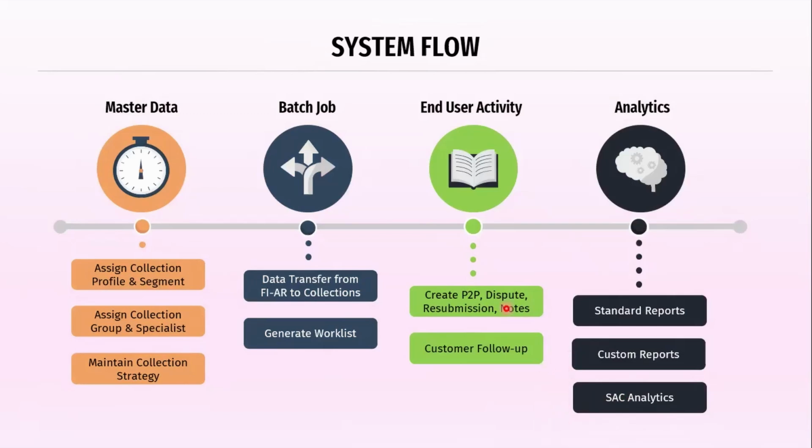So to summarize the cycle, we start with master data, then we move to the data transfer from FIAR, then we process the work list on a daily basis, and finally use the analytics to measure and improve our collection performance. So this was the system flow of SAP collections management.